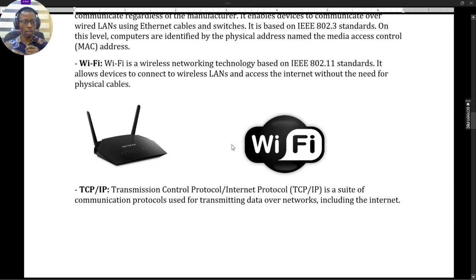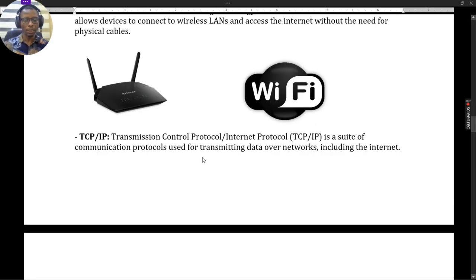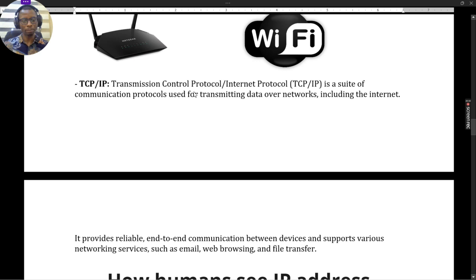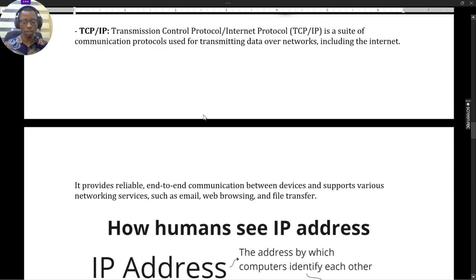Now let's talk about one more important thing, TCP/IP. I think I touched on it earlier. TCP/IP is used to transfer data over a network, including the internet. It provides reliable end-to-end communication between devices and supports various networking services. So I would like to share something with you. Let's see how TCP/IP works.